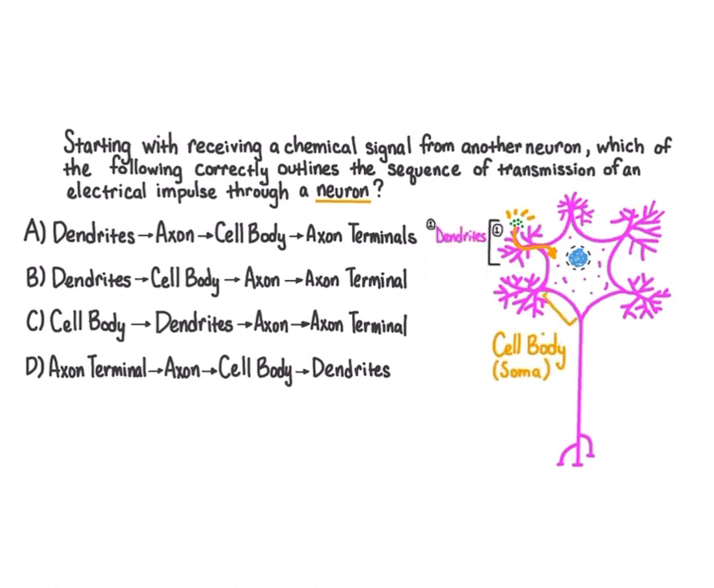The cell body of a neuron is also called the soma. Since each neuron can have many dendrites receiving signals from other neurons, the cell body plays a very important role in integrating all of these incoming signals. After integration and processing, it is the cell body that determines if an outgoing signal will be generated and transmitted to the axon. From the cell body, the electrical impulse is transmitted to the axon.